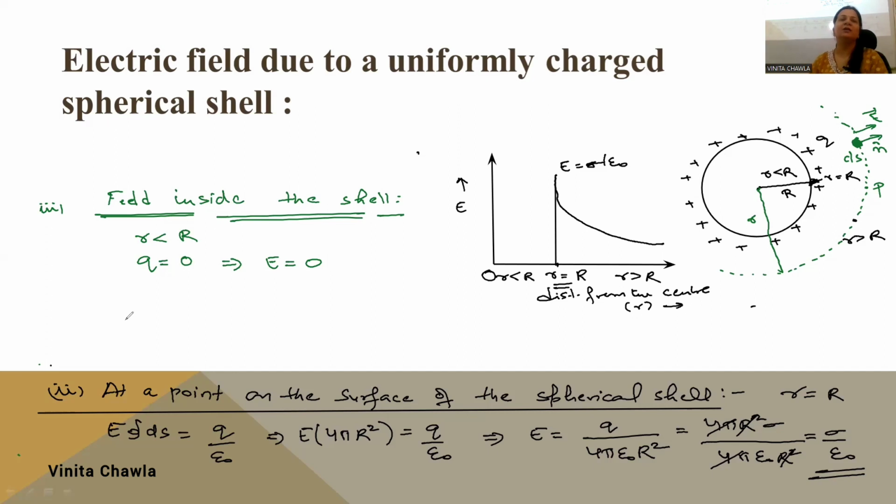But what if we have a non-conducting spherical shell? For a non-conducting spherical shell, field inside the shell is not 0. For a non-conducting solid sphere, field inside the solid sphere is not 0, because in that case we have charge inside the solid sphere. That's for non-conducting. But here we have a conducting charged spherical shell. Whether it is a solid sphere or a spherical shell, charge always resides on the outer surface of a conductor.